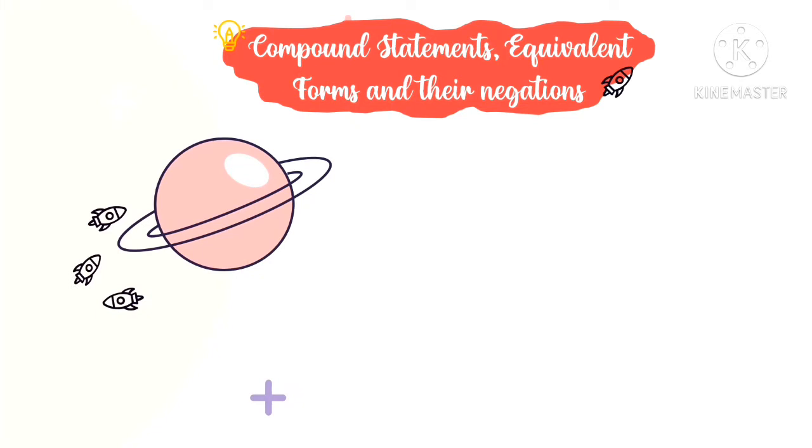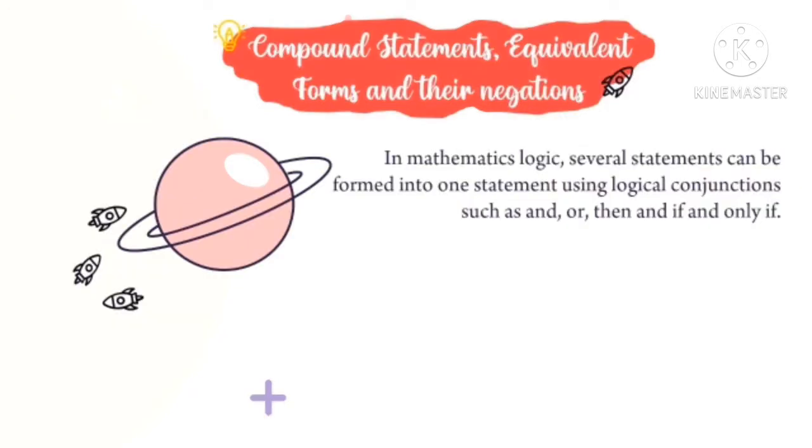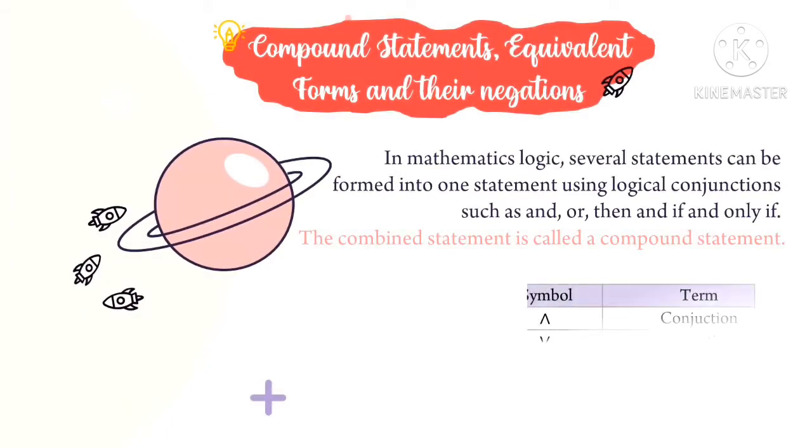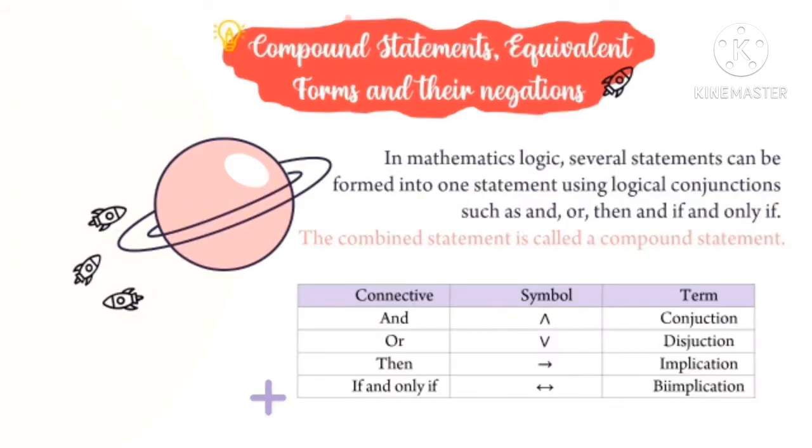Next, about compound statement, equivalent forms, and their negation. In mathematics logic, several statements can be formed into one statement using logical conjunctions such as and, or, if then, and if and only if. The combined statement is called a compound statement. In mathematics logic, these conjunctions have their own symbol and term. You can see this table.